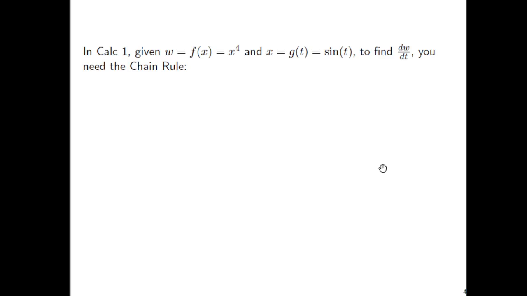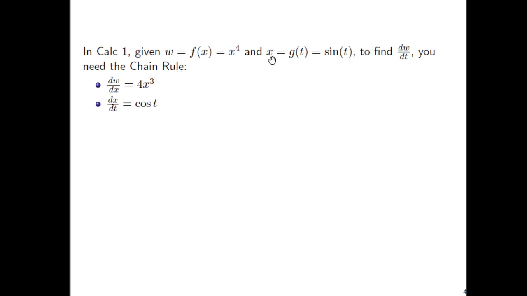In Calc 1, given w equals f of x equals x to the fourth, and x equals g of t equals sine of t, to find dw dt, you need the chain rule. So we would take w, which is x to the fourth, and the derivative of w with respect to x is 4x to the third.